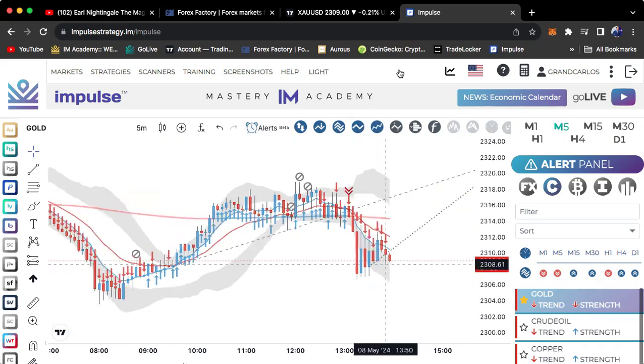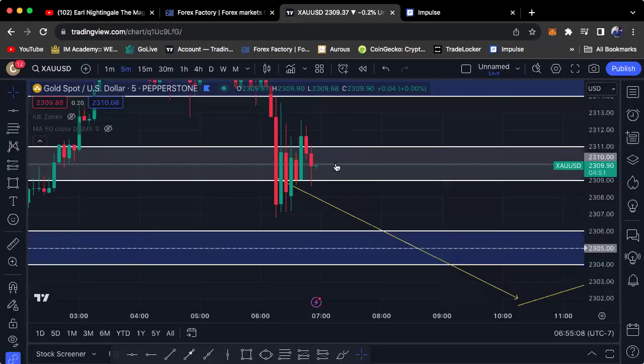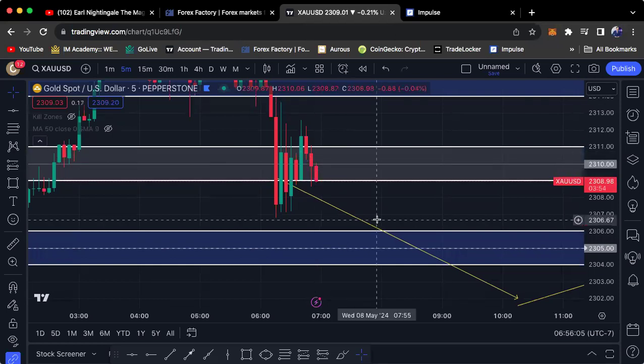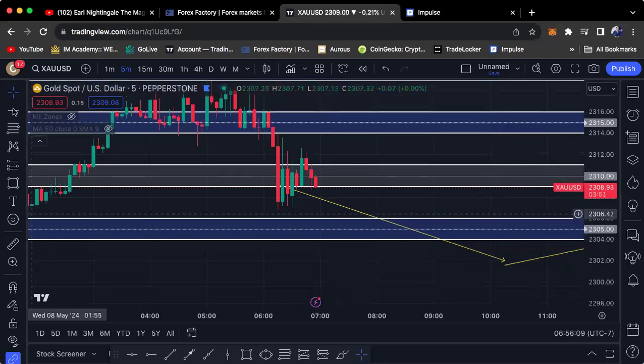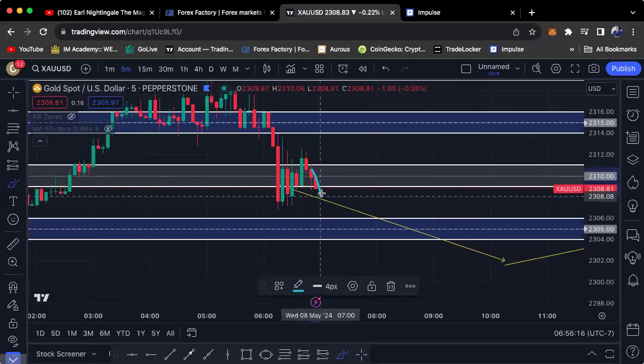So for those that want to take this, you guys can take the sell here and ride all the way down. You guys can take the sell here, wait for a bullish candle to form, and then enter right there for a sell, ride it down.